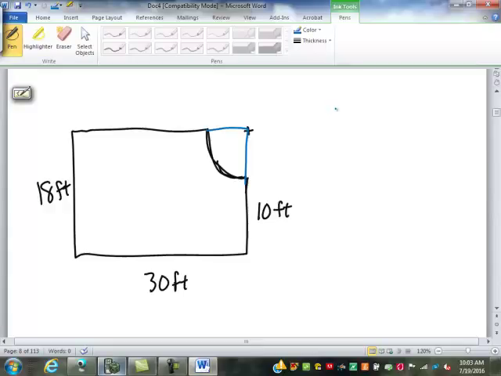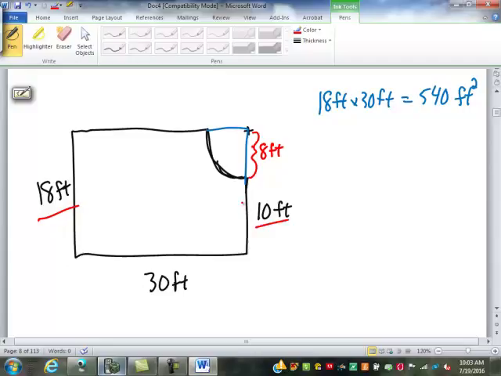Make that a complete rectangle that is 18 feet by 30 feet, which would be 540 square feet. Then subtract out, how big is the radius of this? 8 feet. 18 minus 10, that has to be 8.